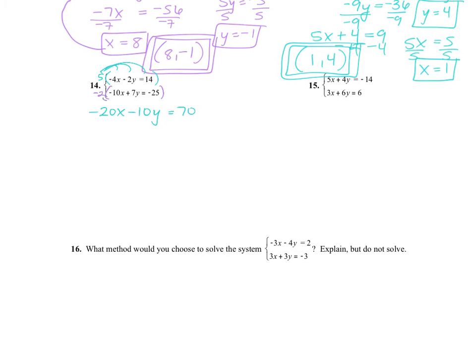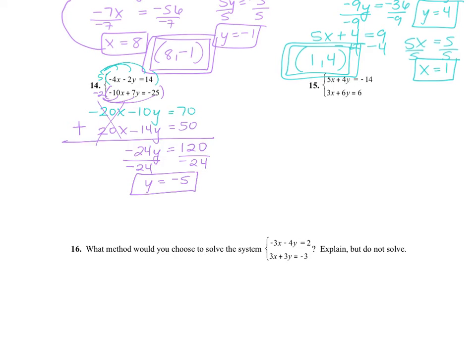Okay, then our purple one, distribute this to all of these. We would get a positive 20x minus 14y equals a positive 50. So now we're going to take these two and add them together. This zeroes out. Negative 10 plus negative 14 is a negative 24y. And then 70 plus 50 is 120. So we're going to divide by negative 24.